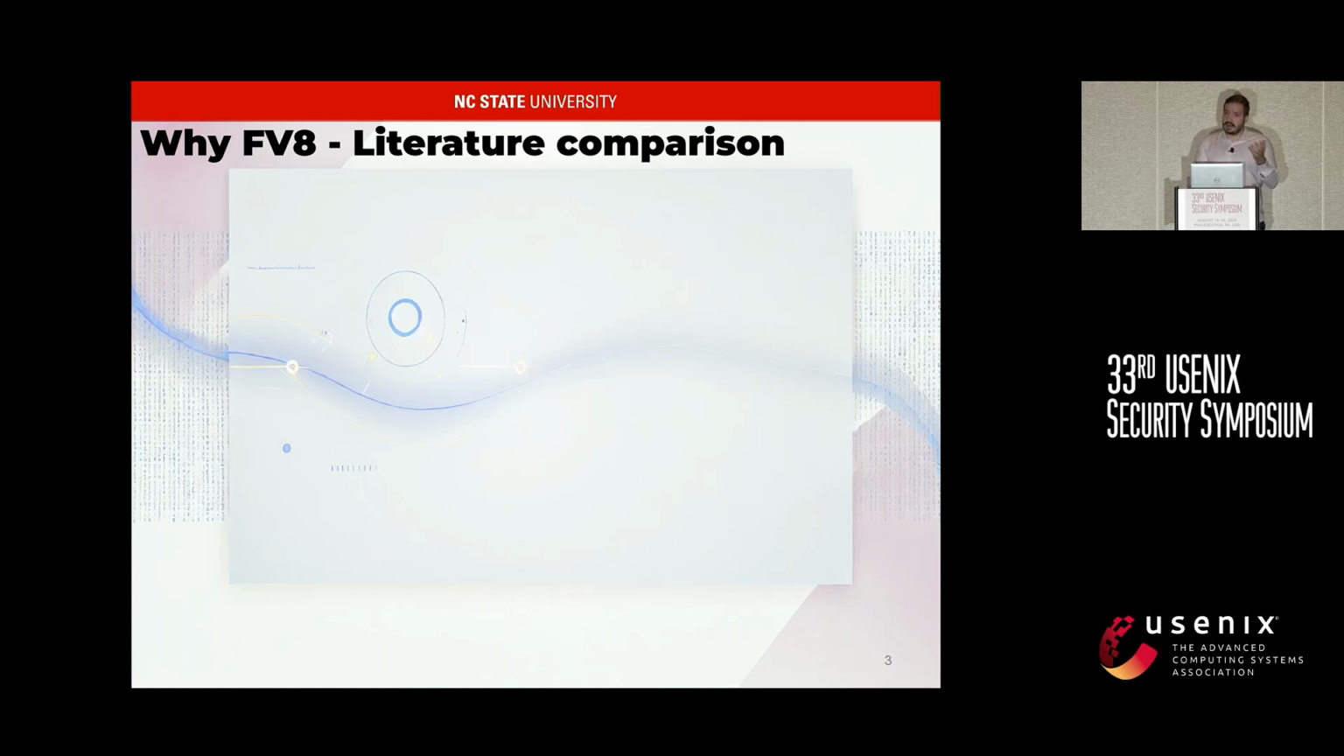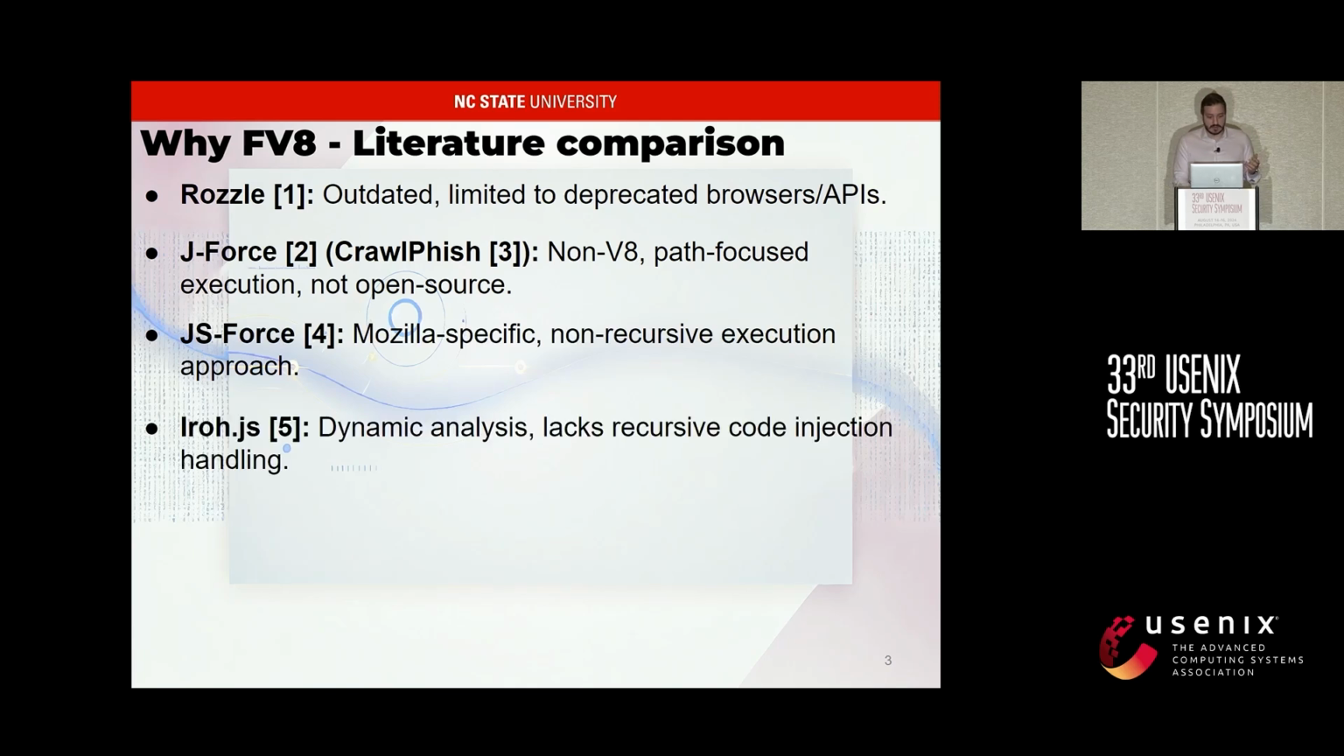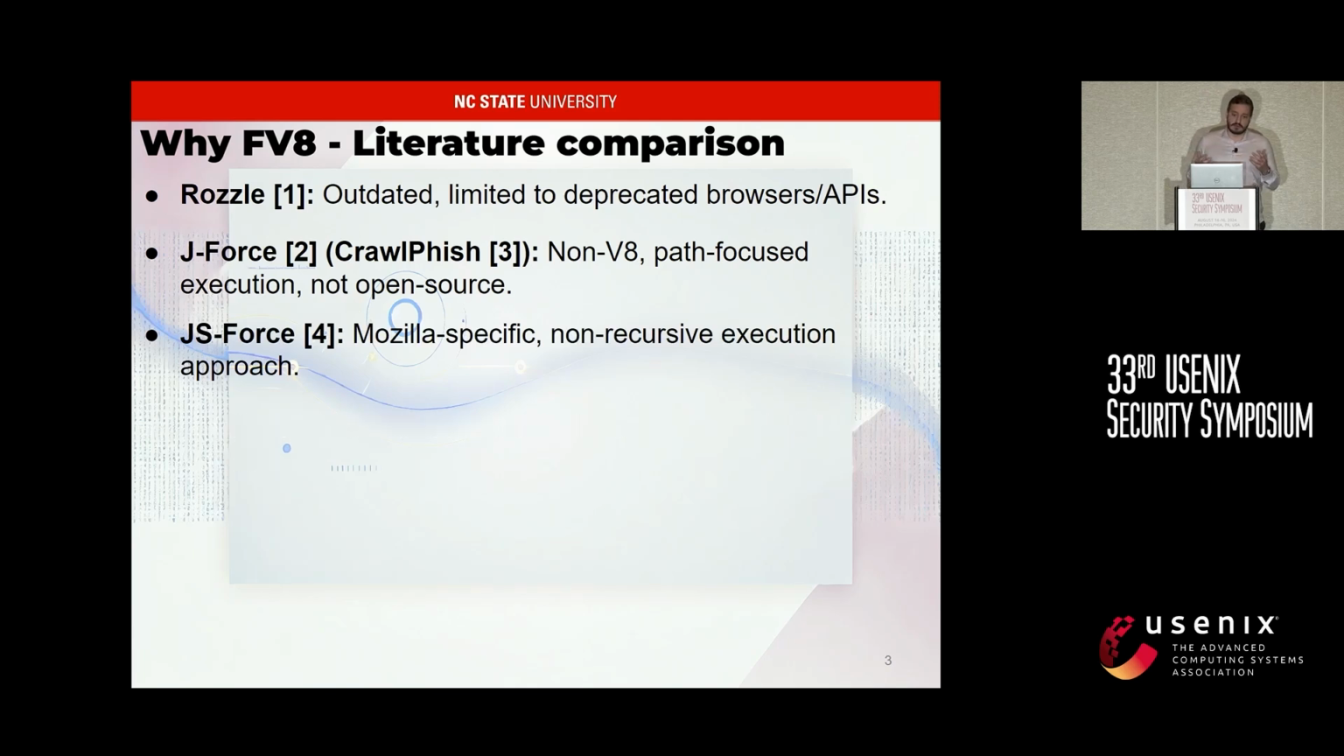So what is the gap that FV8 wants to bridge? There has been previous work on forced execution, but the problem is that it has either been done on an outdated browser. For example, Rozzle did this in Internet Explorer, and they also used deprecated APIs. Other work hasn't open sourced their code, or hasn't done their execution in the Chromium browser and the V8 engine.